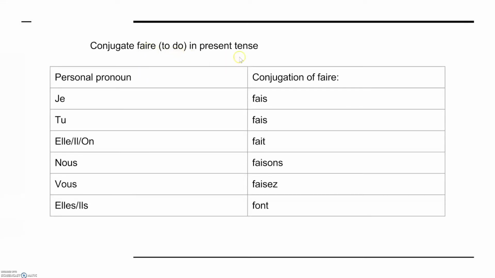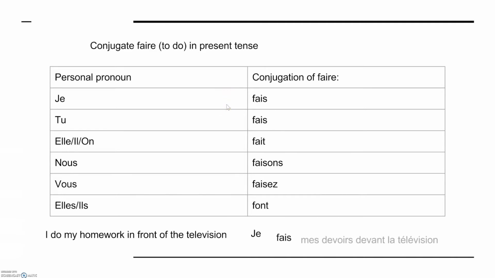Faire. Faire is to do in French. So je fais is I do, tu fais is you do, elle fait is she does, nous faisons is we do. So here's an example sentence. "I do" is in the present tense, obviously, and "do" is the verb to do in English, which is the verb faire. So if you want to say this in French, you need to conjugate faire in the present tense for the je form, which is je fais. And then mes devoirs is my homework.